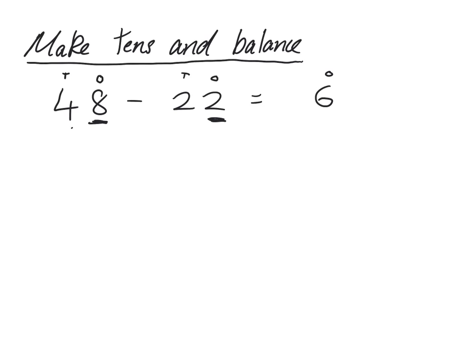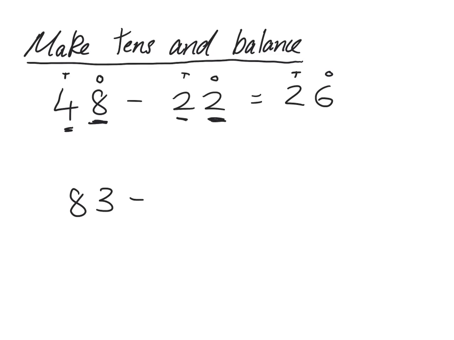Now we look at the tens, and we've got 4 tens, and we're taking 2 tens away. Well, 4 take away 2 leaves us with 2. So we're just splitting that. That's easy enough to do. The problem is that not all problems come that way. We might have something like this.